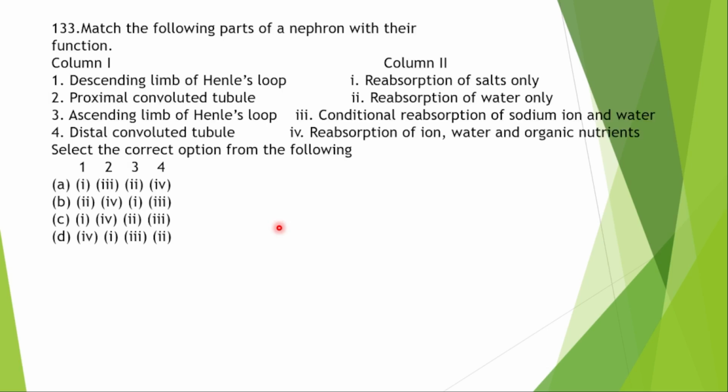Next 133. Match the following type of question, column 1 with column 2. Descending limb of the Henle's loop is reabsorption of the water only. So 1 is 2. The right option is B.